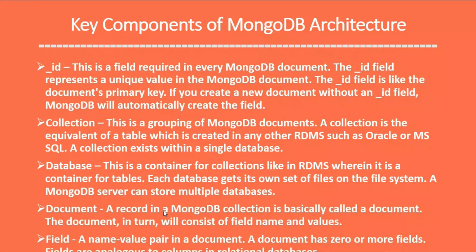A document is simply a record in a MongoDB collection. A document in turn will consist of field name and value pairs. A field is nothing but a name-value pair in a document. A document has zero or more fields. Fields are similar to columns in relational databases. So these are the few components you need to remember while using MongoDB: _id, collection, database, document, and field.